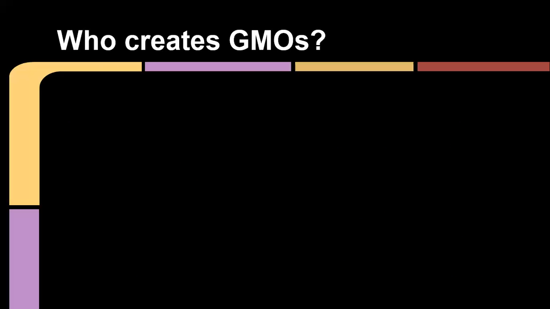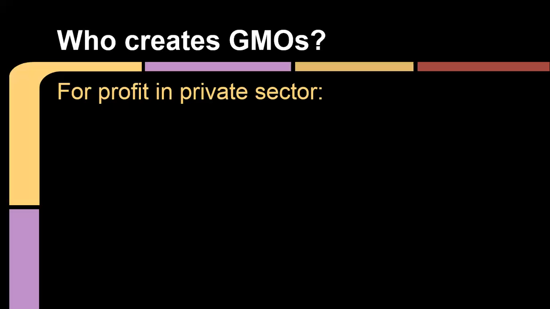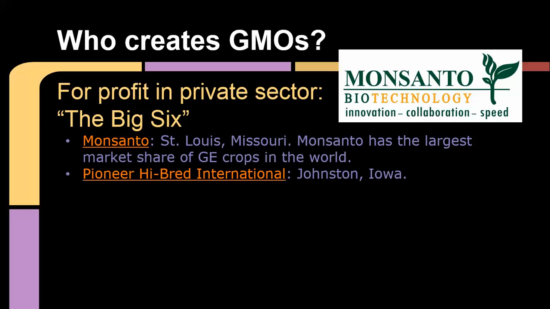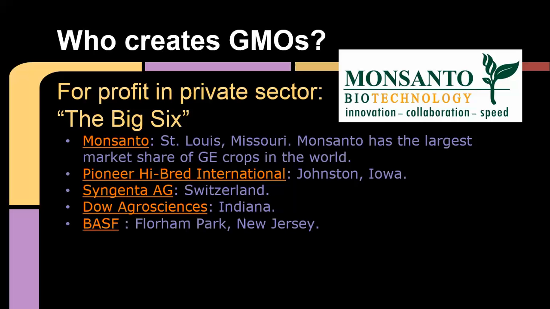Now we will talk a bit about who creates GMOs. This is a short list of some of the commonly known private companies that are developing genetically engineered crops. These 6 companies are the major players in the private sector. Many of them have extensive plant breeding operations across the world, and then add transgenic traits to the varieties they breed. Monsanto, based in Missouri, has the largest market share of GE crops in the world. Pioneer International, Syngenta, Dow AgroSciences, BASF, and Bayer Crop Science are others.